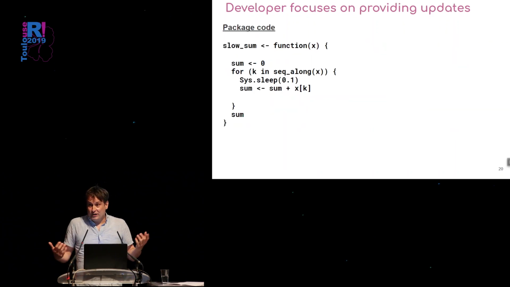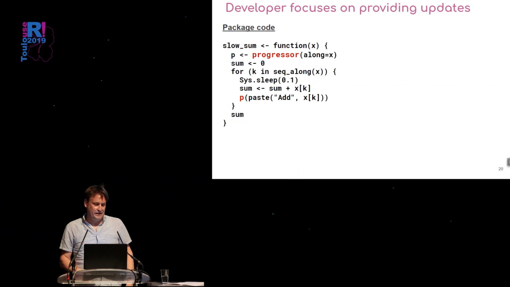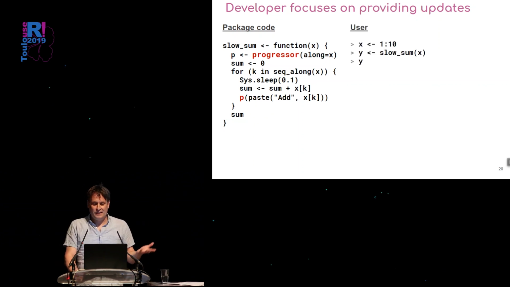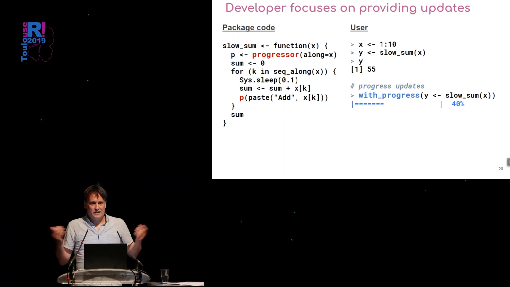So the code will look like this: you have your loop over something, and as a developer, you just add, I want to signal progress here, and I can send a message with it. And the user, if you don't listen, nothing will happen. But you can choose to say, I want to have progress updates coming, and you get a progress bar. And this is handled with R's condition system. And this is a prototype and proof of concept.